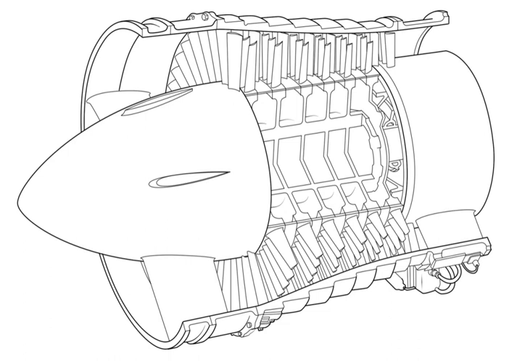Isentropic compression in rotor blade: P2/P1 = (T2/T1)^(gamma/(gamma-1)).